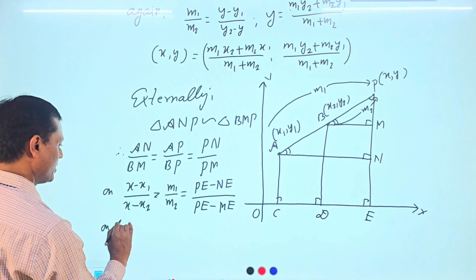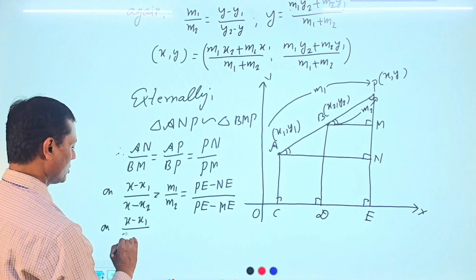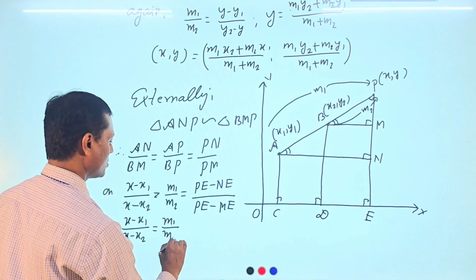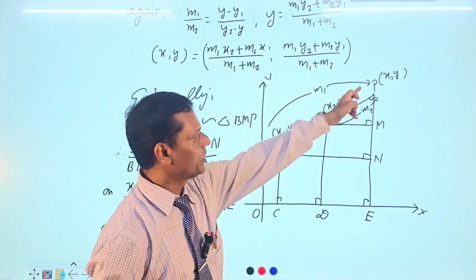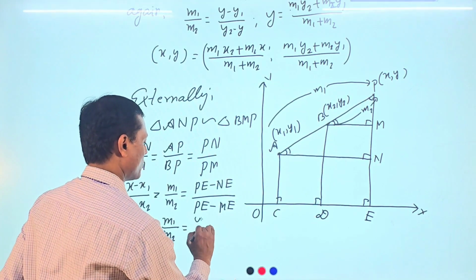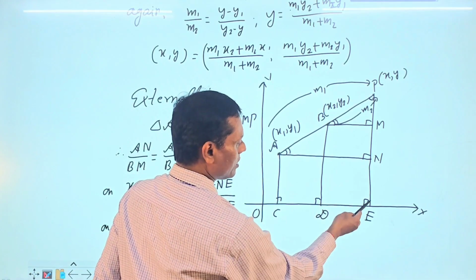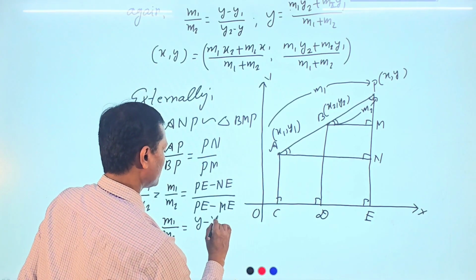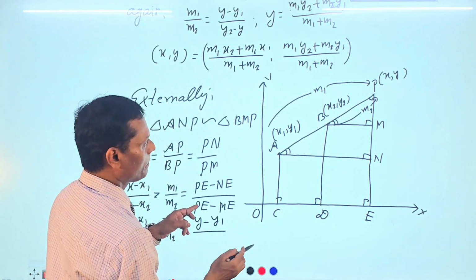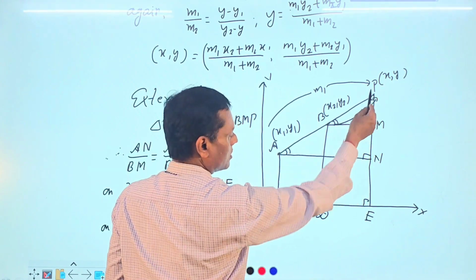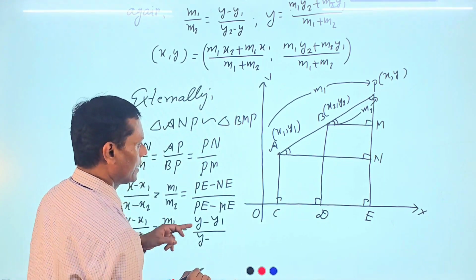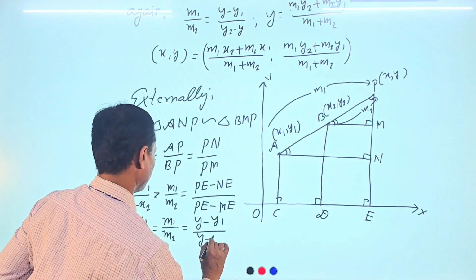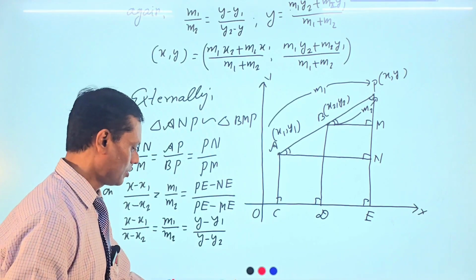After that, we write here x minus x1 over x minus x2 equals to m1 upon m2, and that is PE. You know that P equals to y. That's y minus NE. NE equals to EC, that's your y1. And here PE, its value is y, and ME, you can see its value is BD, and BD equals to y2. Yes, okay.